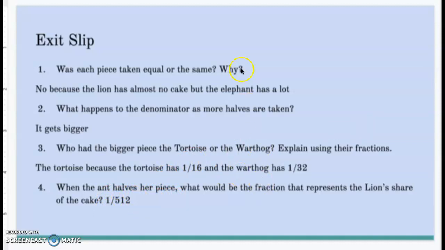1 out of 512. This was a really great lesson that really taught my students about fractions being a part of a whole, and I would definitely love to incorporate it again in the future.